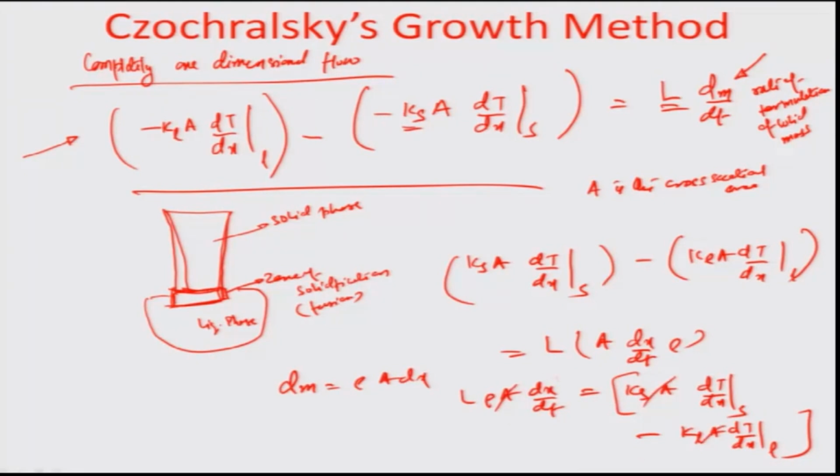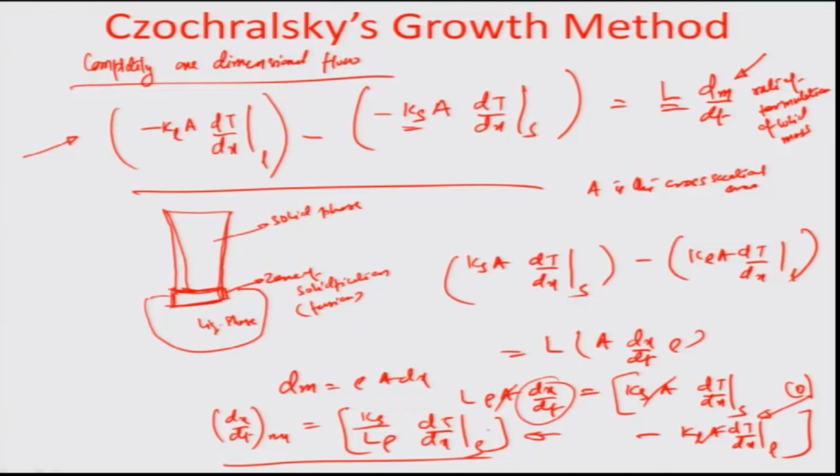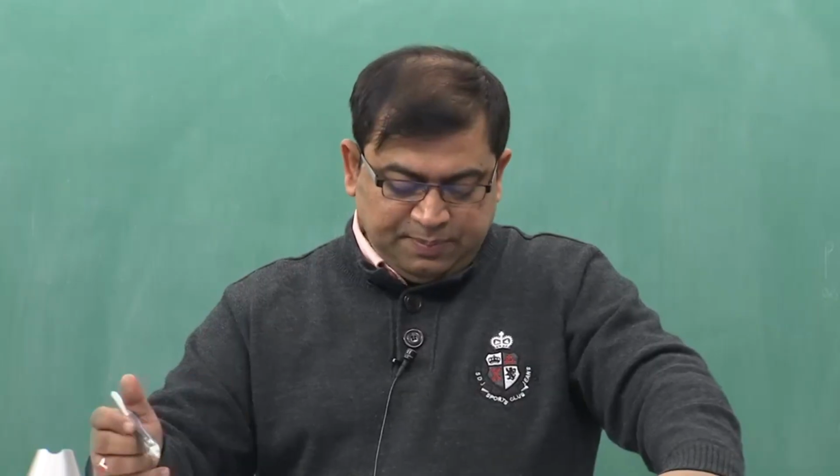I can say that the maximum pull rate here can only be if the liquid side conductivity term becomes numerically 0, and so the maximum pull rate, dx by dt maximum, can be in accordance with Ks by L rho dT by dx solid side. Okay. And I am going to talk about this in the next module. In the interest of time, I am going to close this particular module. In the next module, we will discuss the pros and cons of what happens because of this formulation, and how the maximum pull rate would really depend on the temperature gradient.